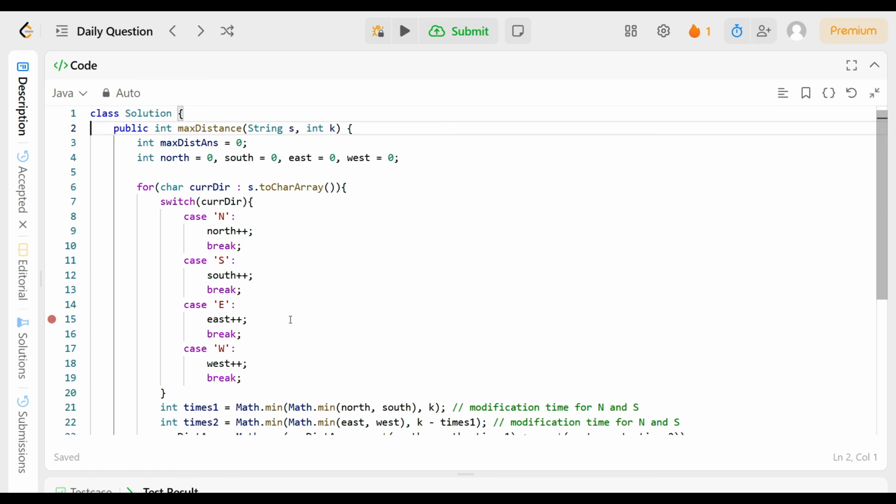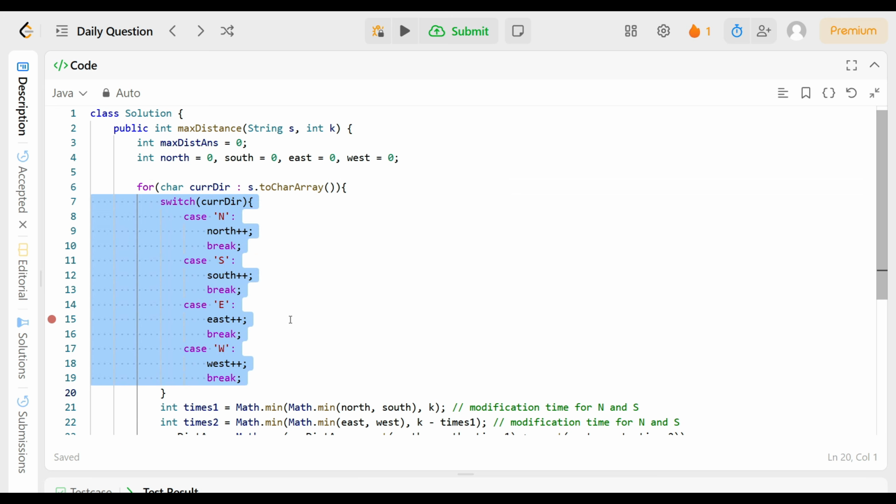Then what we need to do, we'll define all these 4 directions, and we'll initialize them to 0, because these 4 directions are the counts, how many counts are coming in the given string. For each character in the string, we will traverse from 0 to the last character in the string s. For each character we will check and increase the respective count.